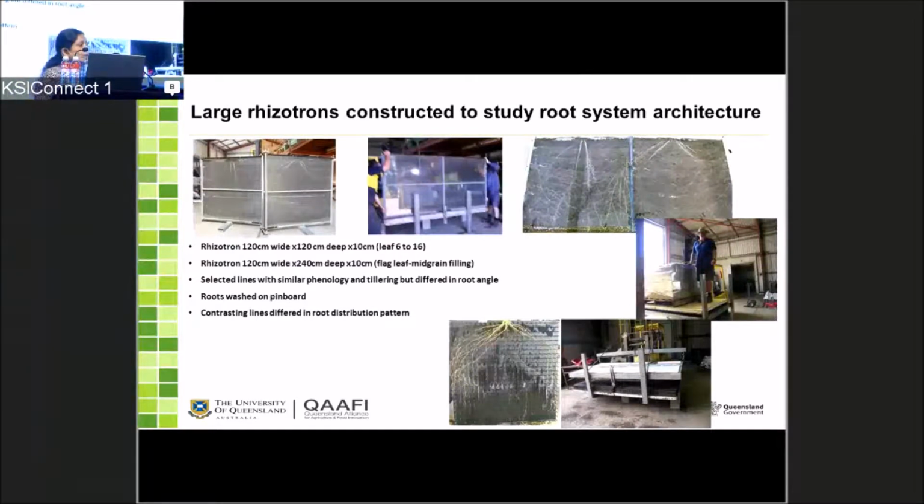So knowing the differences in nodal root angle at seedling stage, we designed a large rhizotron to link these differences at seedling stage with root distribution and water extraction pattern of mature plants. These big chambers can hold around 400 kg of soil. I've put together a few photographs to show how intact 400 kg soil was transferred on the pinboard. Selected lines differing in only nodal root angle but with similar phenology and tillering were used for this experiment.